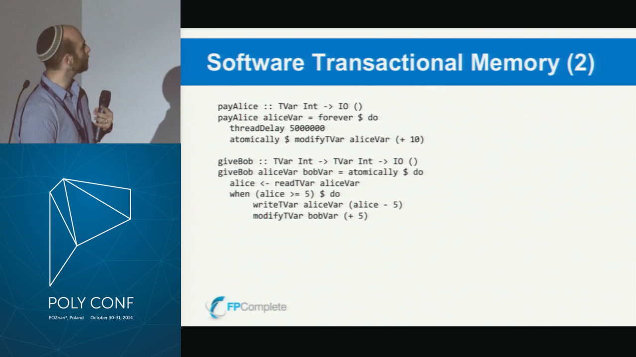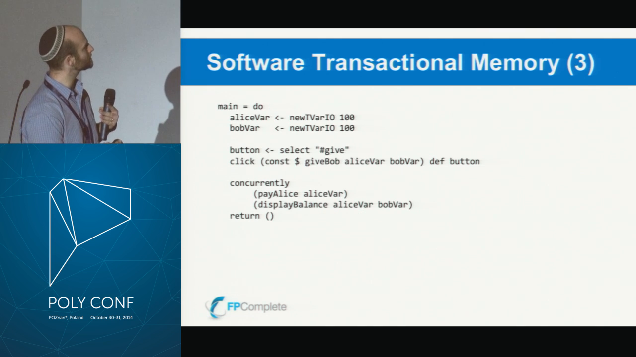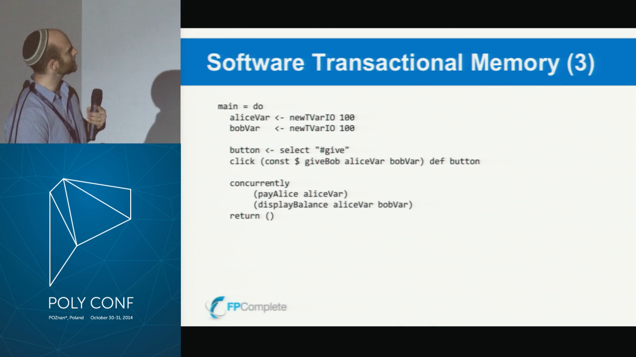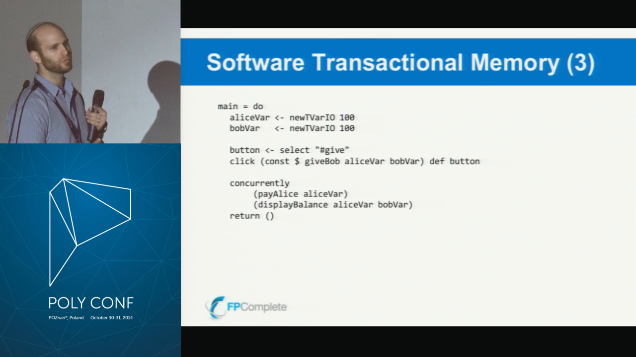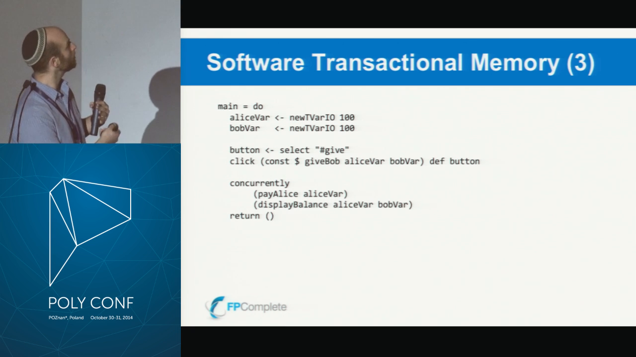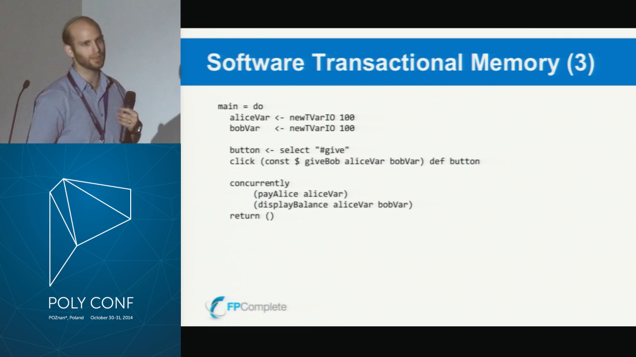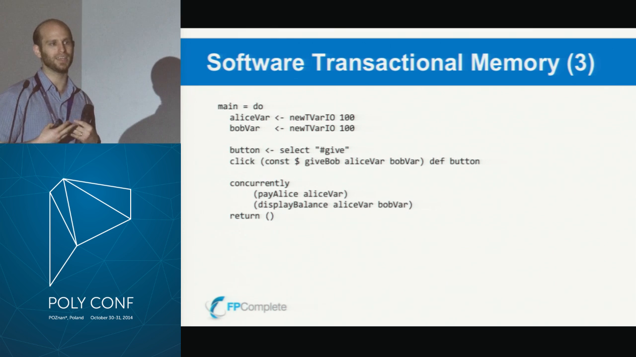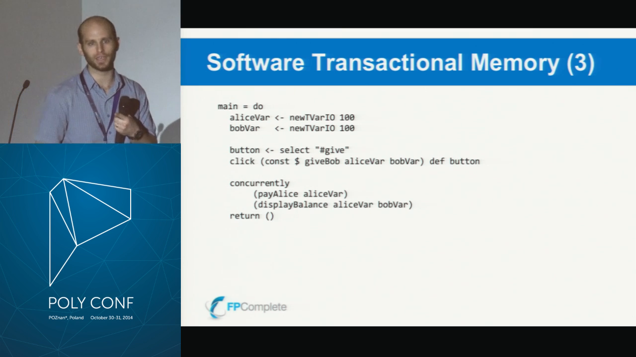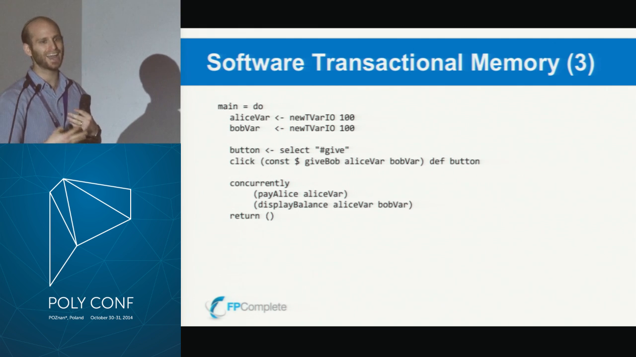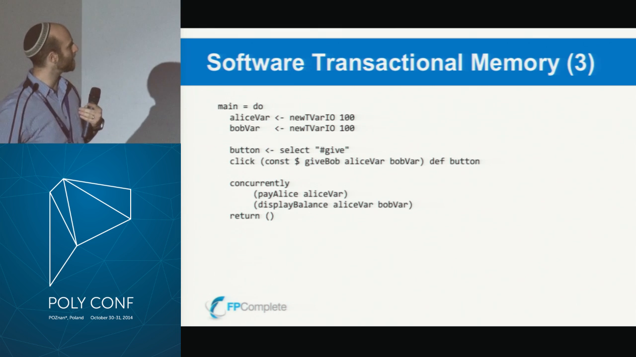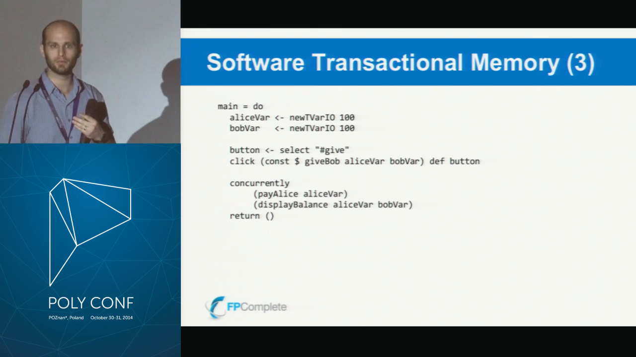Finally, this is the way that we run the whole thing. We start off Alice and Bob at both $100. We get this jQuery button, and we bind a click event handler to give the money to Bob. And then concurrently, which is a really cool feature from the async library in Haskell, we both pay Alice every 5 seconds and make sure that we update the balance. We don't have to worry about any of it; behind the scenes, this is forking, and it's making sure that these two things run at the same time. You can just use this high-level combinator from the async library called concurrently.